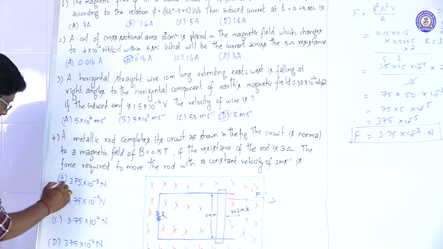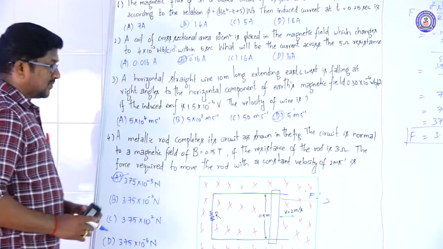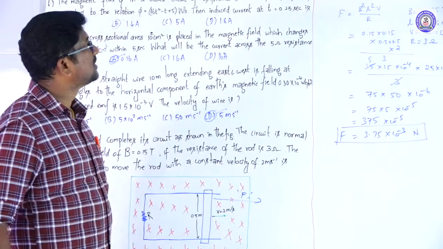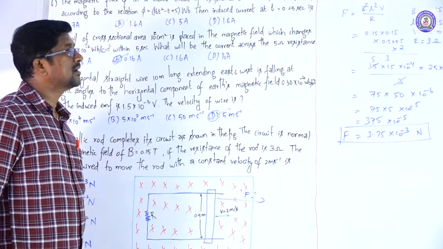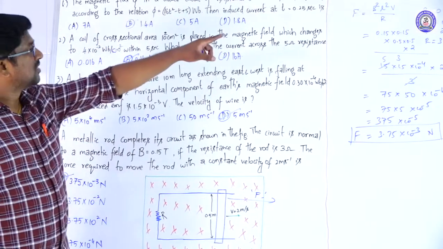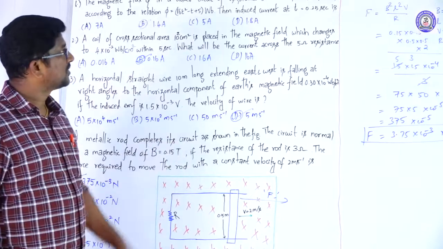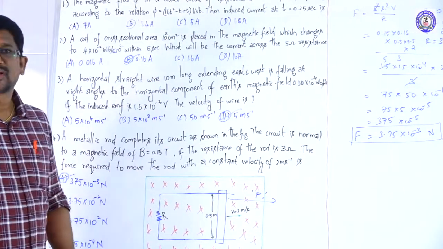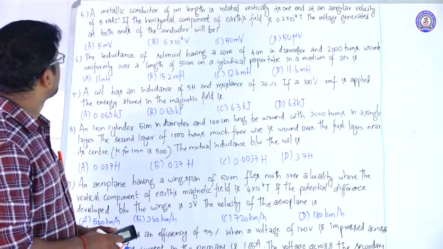Right, the option. The formula for the force needed to move the rod is F equal to B square L square V divided by R. Substituting all the values in this question, the force value applied is 3.75 into 10 power minus 3 Newton.